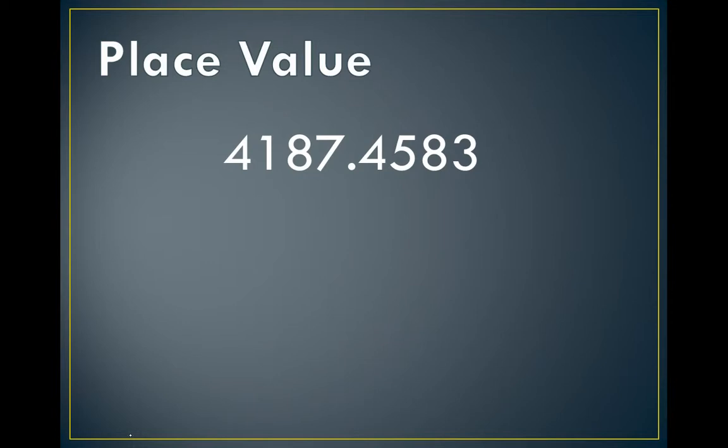Place value tells us what a specific number is within the grand number of itself. So that 4, what does that number represent? Well, these numbers to the left of the decimal point, we know those pretty well. That 4 represents our thousands place. The 1 is the hundreds, 8 the tens place, 7 the ones place. We move into numbers to the right of the decimal point. They follow the same pattern but have a different starting point.